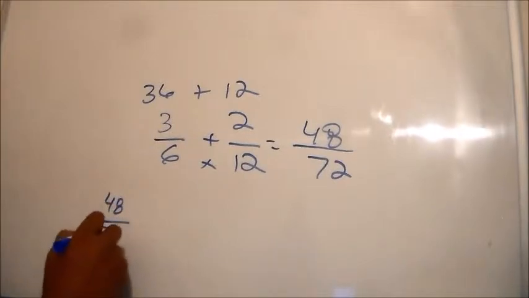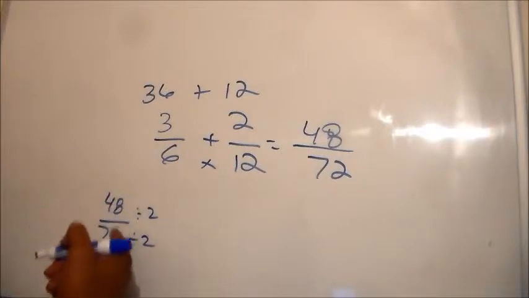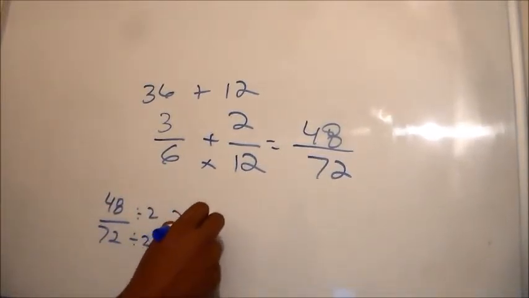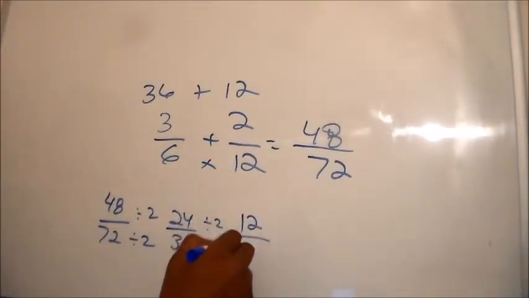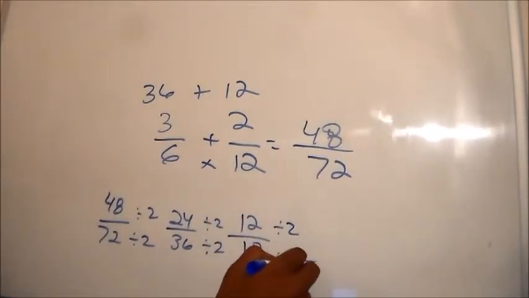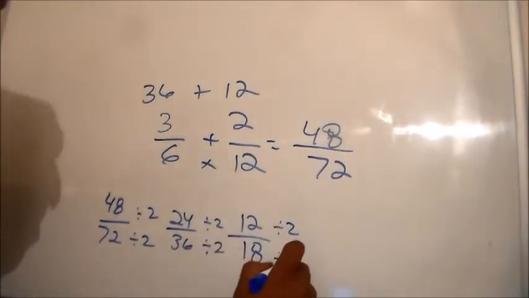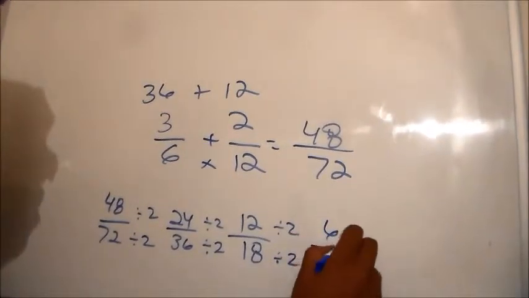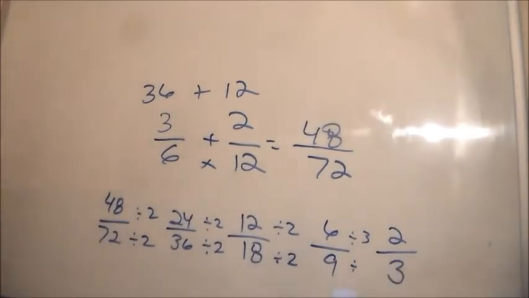48 over 72. We divide the top by 2, and we're reducing. Whatever's done to the top is done to the bottom. We get 24 over 36. Divide by 2 again, top and bottom, we get 12 over 18. We can keep going. We get 6 over 9, and then we can divide by 3, and we get 2/3.